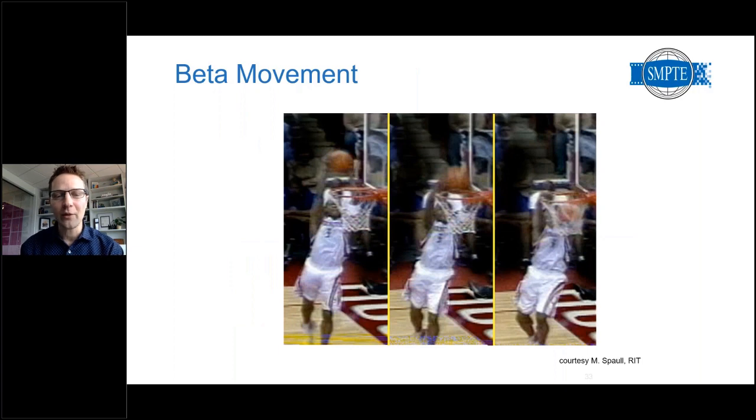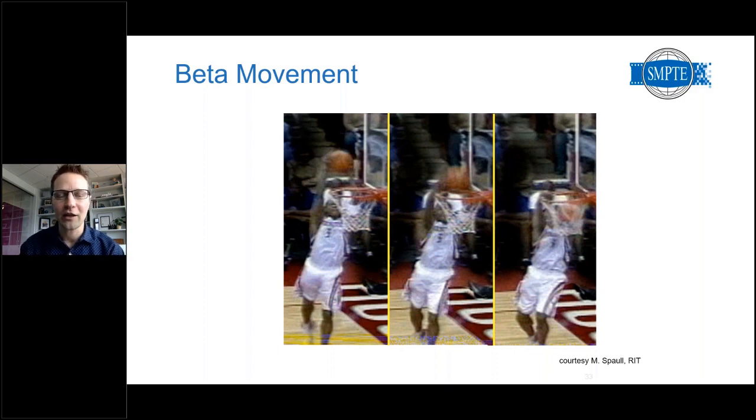So beta movement, why do we need it? A colleague of mine here at RIT, Malcolm Spall, always liked to show that moving pictures were a stroboscopic illusion, and he's a big basketball fan. So he would talk about watching a video broadcast of a dunk and breaking down the frames and recognizing, hey, there's not a single one of these frames that the ball's actually in the cylinder. It's above from one frame and then is in the netting to the next. So how the heck do you know that the ball actually went through the cylinder?